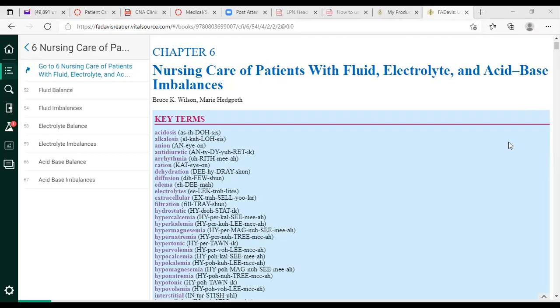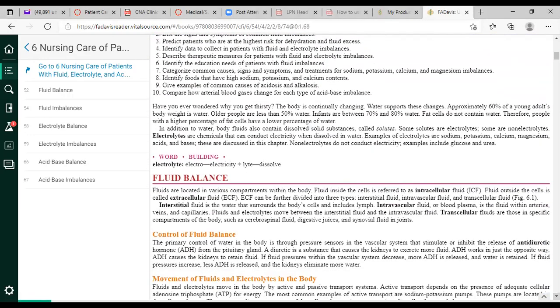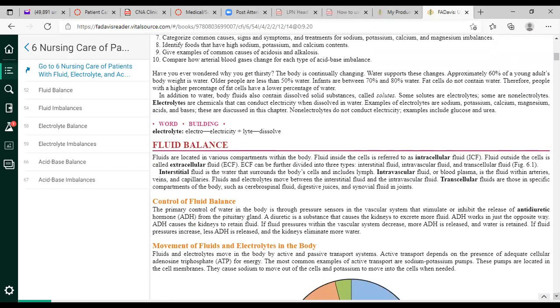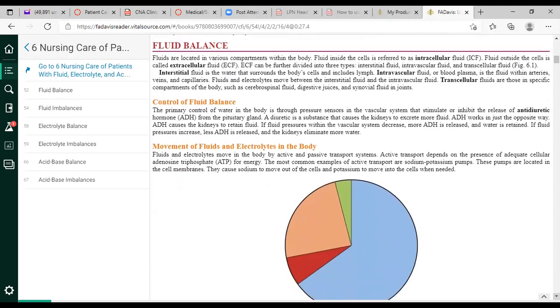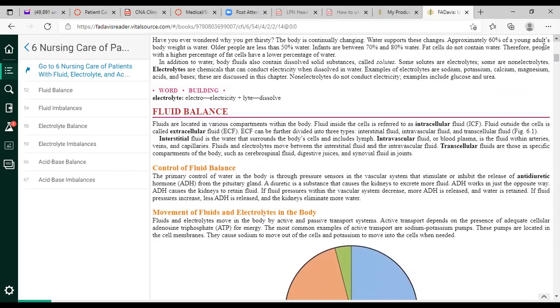So chapter 6 is discussing nursing care of patients with fluid, electrolyte, and acid-base imbalances. The first couple pages go into biology, where it's talking about fluid balance and pointing out different terms as they relate to intracellular fluid and extracellular fluid. What is the difference between intracellular fluids and extracellular fluids? Intracellular is in the cell and extra is outside the cell?